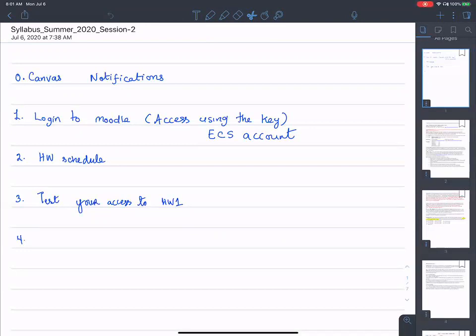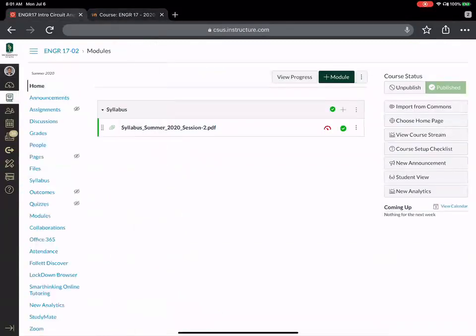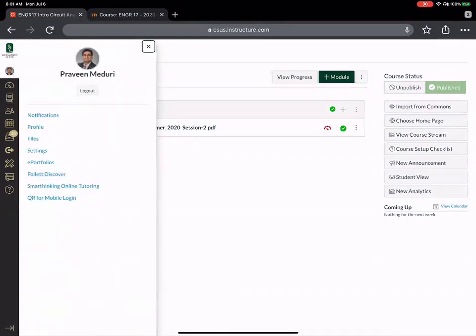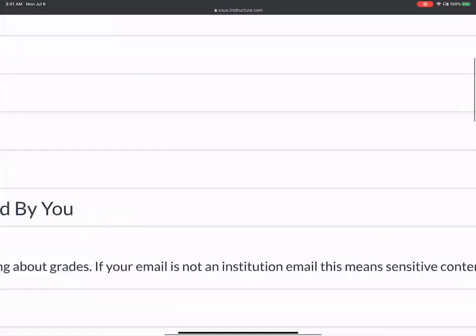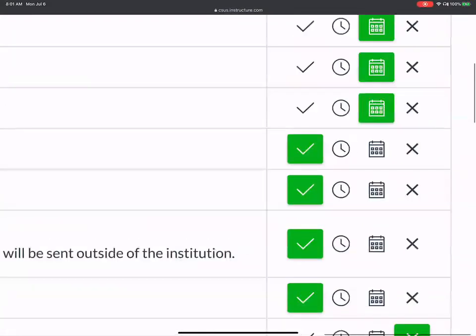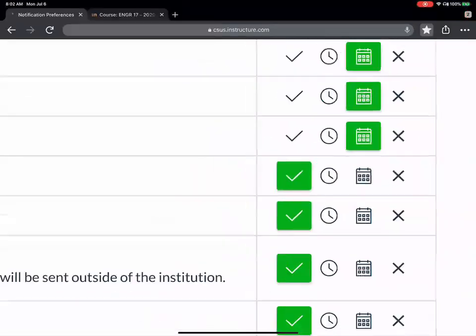First things first, even before we begin with the course, what I want you to do is to log into your Canvas. This is the most important thing that you want to do at the very beginning of the semester: log into Canvas, click on your profile picture, and then enable the notifications so that whenever I create an announcement, I'm notified immediately. As you can see, there are four different levels of priorities here. The green checkbox says that you're notified immediately of that activity. The little clock says that you're notified on a daily basis. The calendar says on a weekly basis. And the X mark says you're not notified at all.